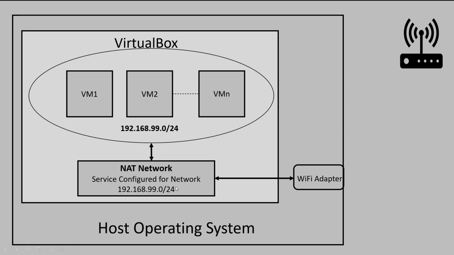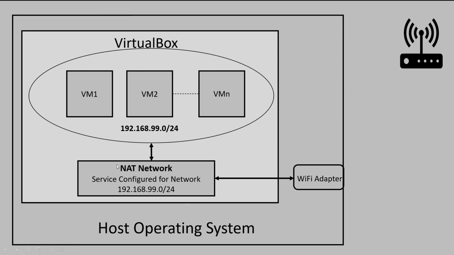In this scenario, the NAT service will do a similar job. It will map these IP addresses assigned to different VMs to some IP address used by the host to connect to the internet via the host Wi-Fi adapter. So communication will happen via the host machine only. But these VMs will be able to access the internet.